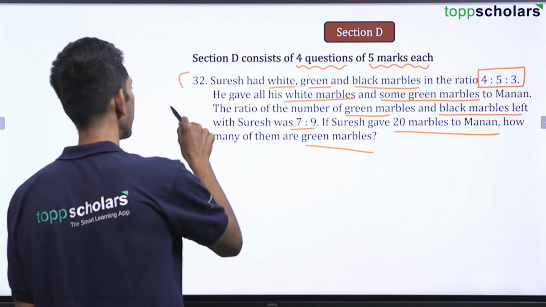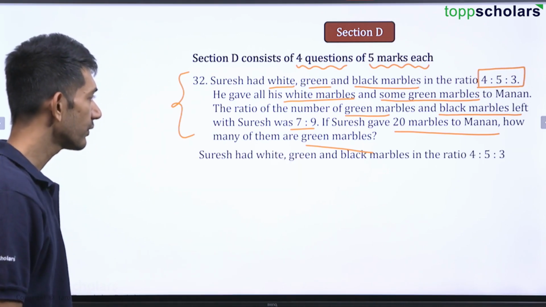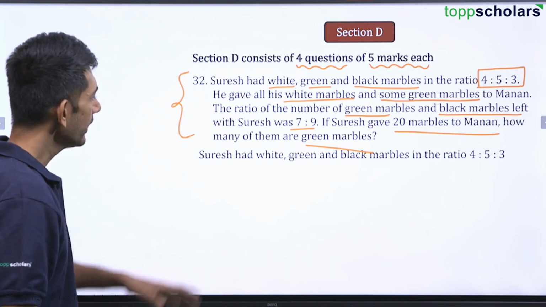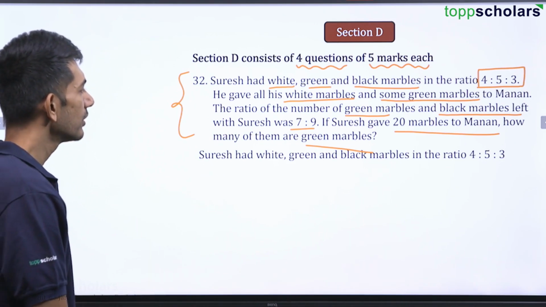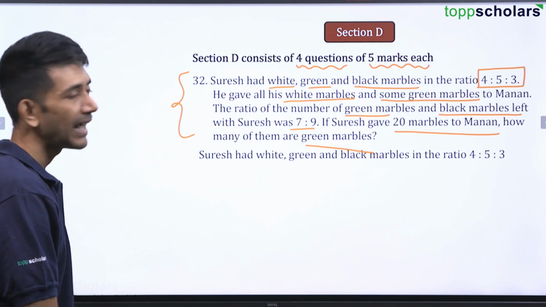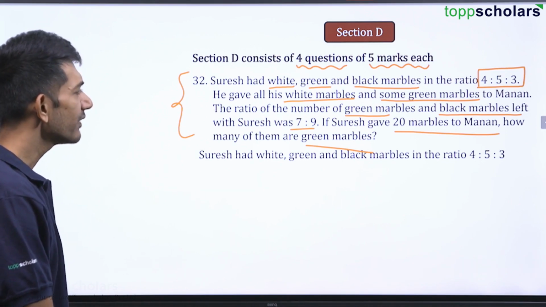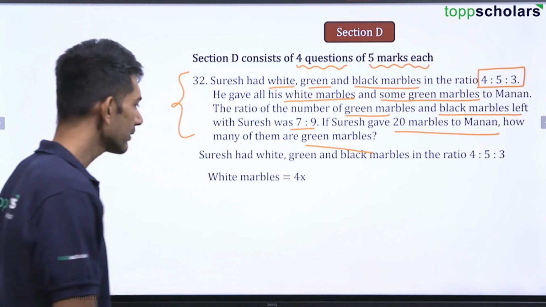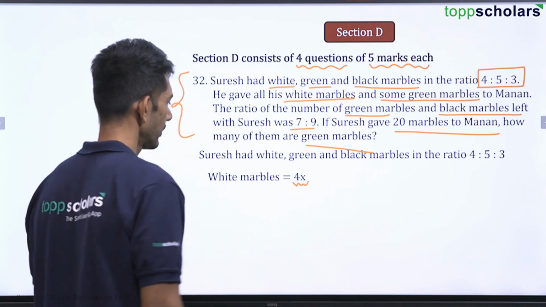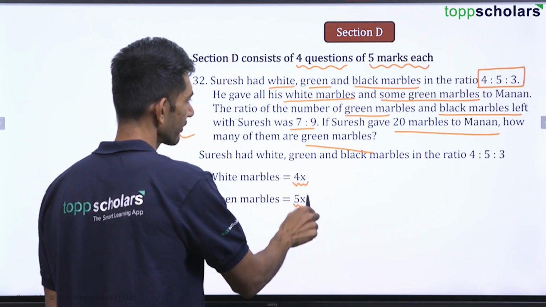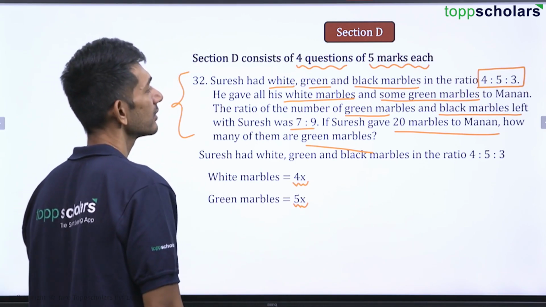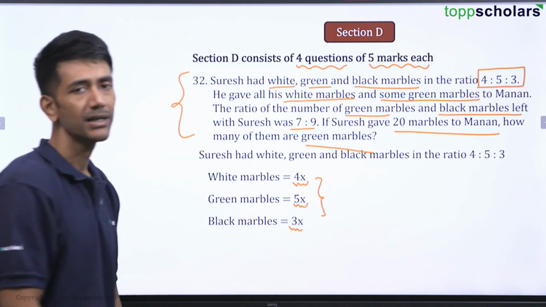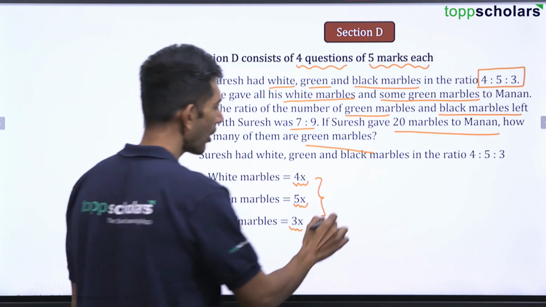So there is a lot of complexity in this question. Let's focus on the first part. What is given? Initially what he had. He had 3 types of marbles: white, green and black marbles. They were in the ratio 4:5:3. So white marbles are 4x, green marbles are 5x, and the third color is black marbles. Black marbles are 3x. So here we have taken a common multiple. So we can say that let the common multiple be x.